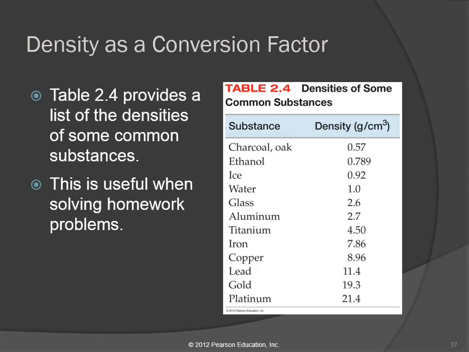So sometimes doing homework problems, they may give you a substance. They might say, well, we've got 27 grams of aluminum. What's the volume of it? And they don't give you the density. You have to go look it up in the table. You do not need to memorize this table.